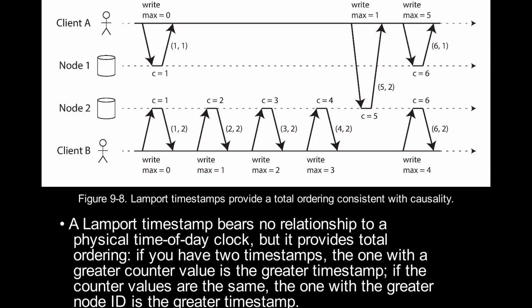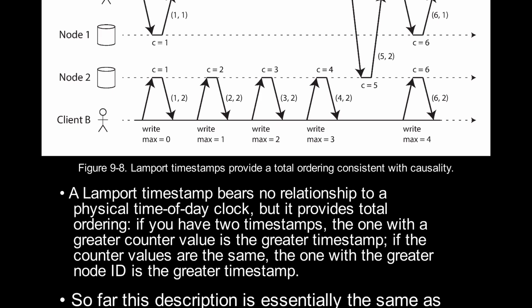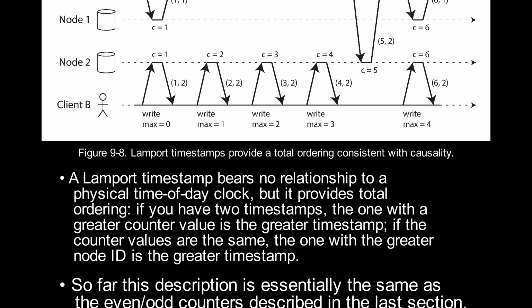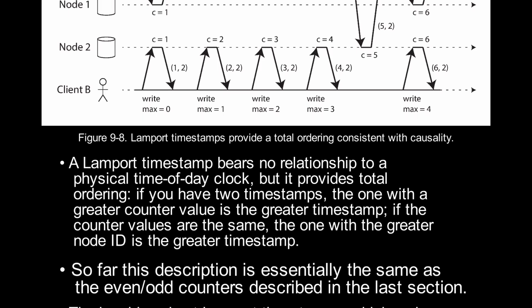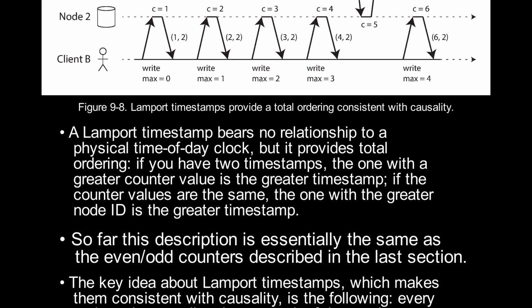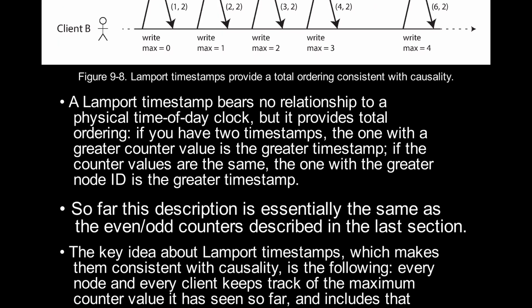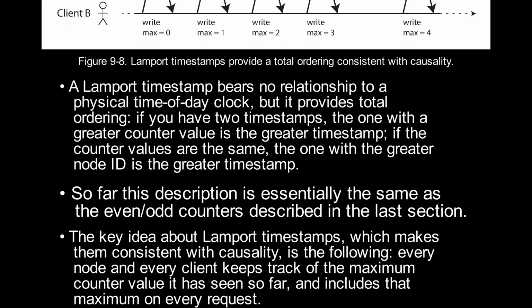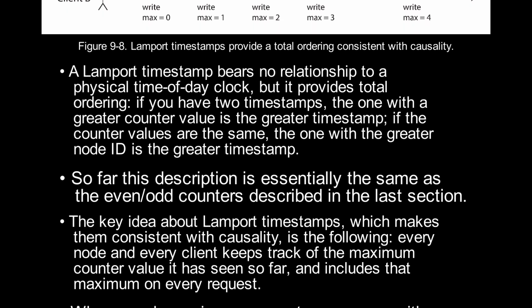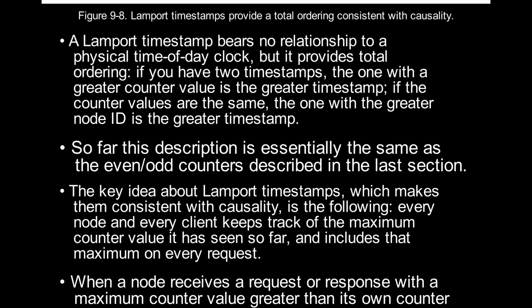A Lamport timestamp bears no relationship to a physical time-of-day clock, but it provides total ordering. If you have two timestamps, the one with a greater counter value is the greater timestamp. If the counter values are the same, the one with the greater node ID is the greater timestamp. So far, this description is essentially the same as the even/odd counters described in the last section. The key idea about Lamport timestamps, which makes them consistent with causality, is the following.